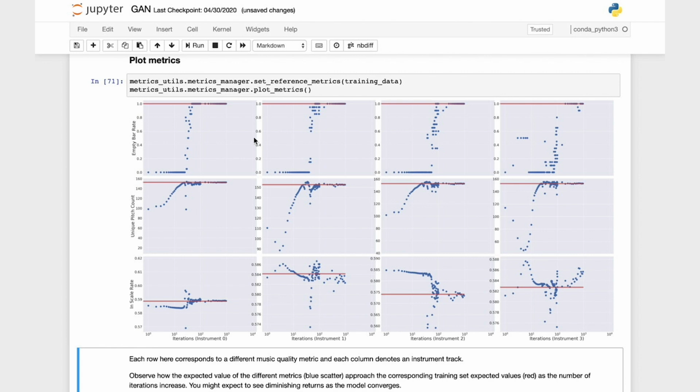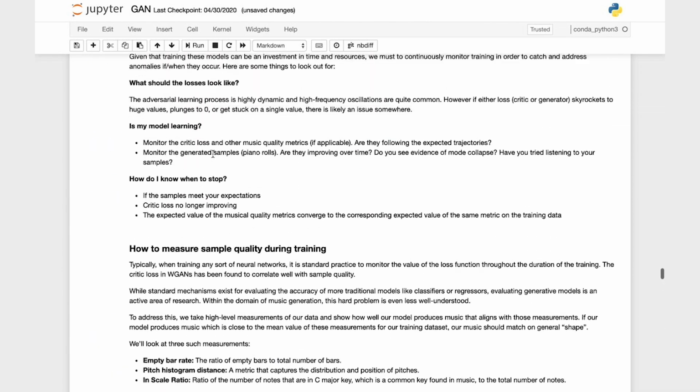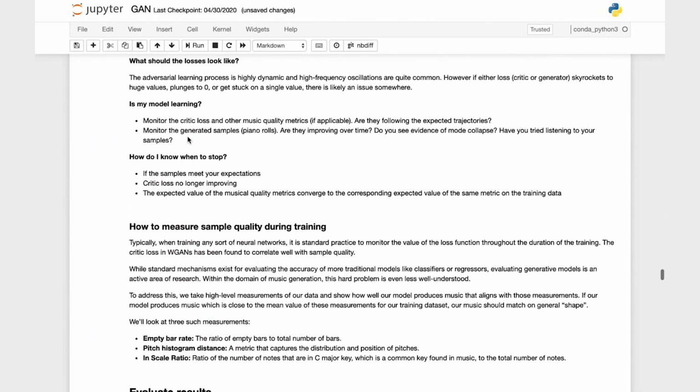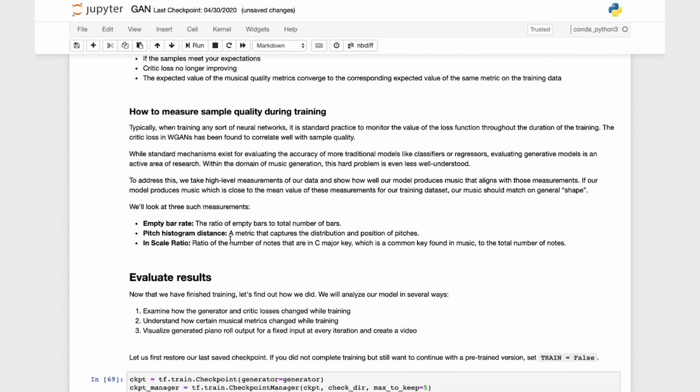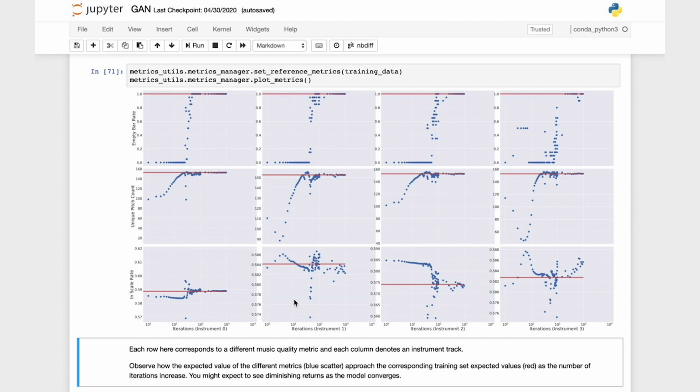Okay, we have the metrics for the three different musical properties we were talking about, which are empty bar rate, pitch histogram distance, and in-scale ratio. And we have them plotted for each of the 4 instruments or tracks in the output music. The red lines that you see in each of these plots are the expected value, which is a statistical average of these properties for all the songs in the training dataset.